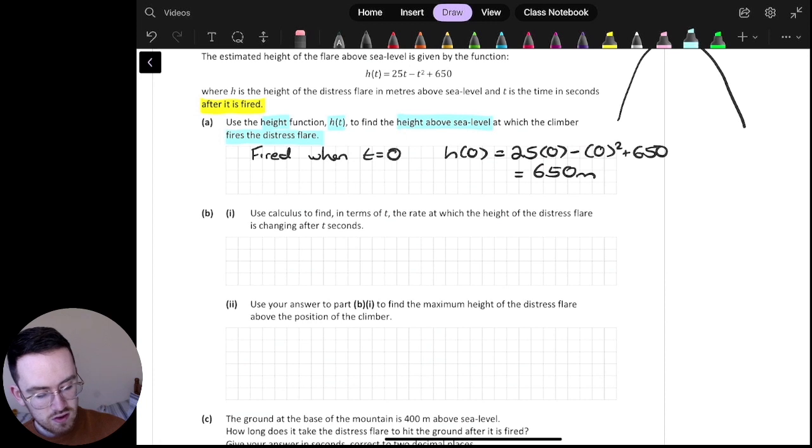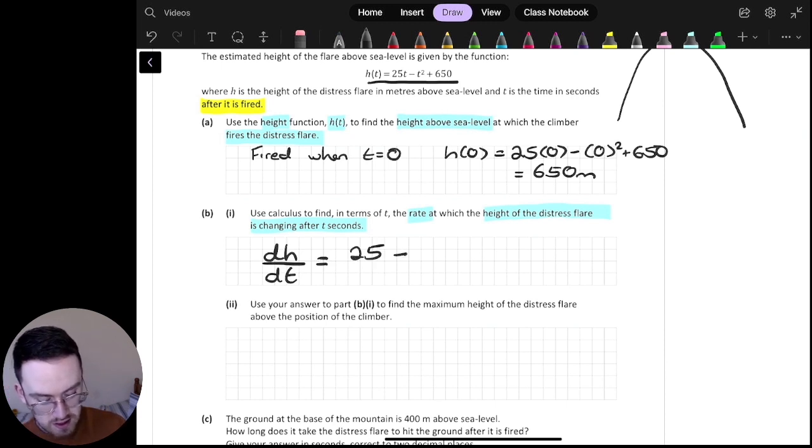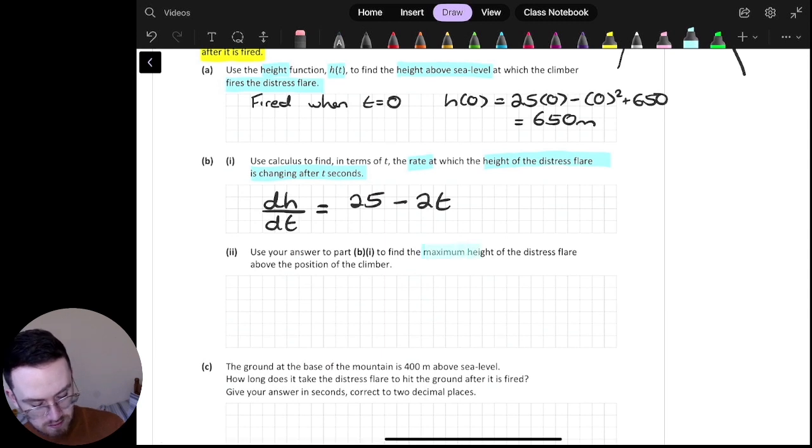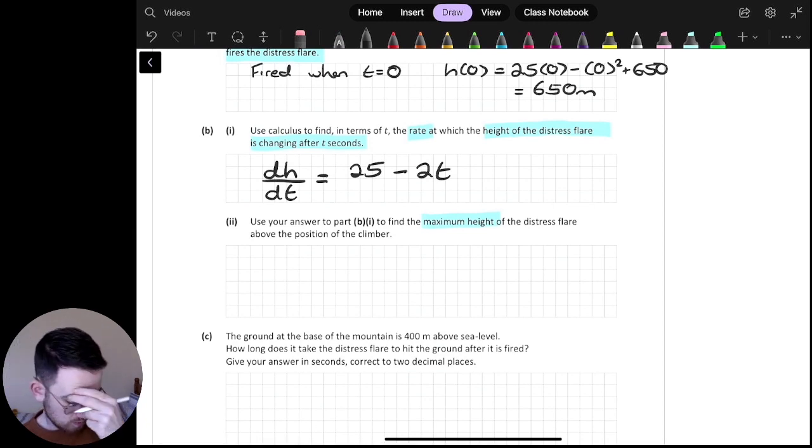We're asked then to find the rate at which the height of the distress flare is changing after t seconds. So rate should make us think of calculus, and we're looking for our dh dt. How is height changing as time changes with respect to time? So looking at our formula we have up here at the top, we're going to differentiate that. So the 25t becomes just 25, the minus t² becomes minus 2t. Okay, and that's all we have to do for that one. For the next part, we have to find the maximum height. Okay, so let's find the maximum height of the distress flare above the position of the climber.